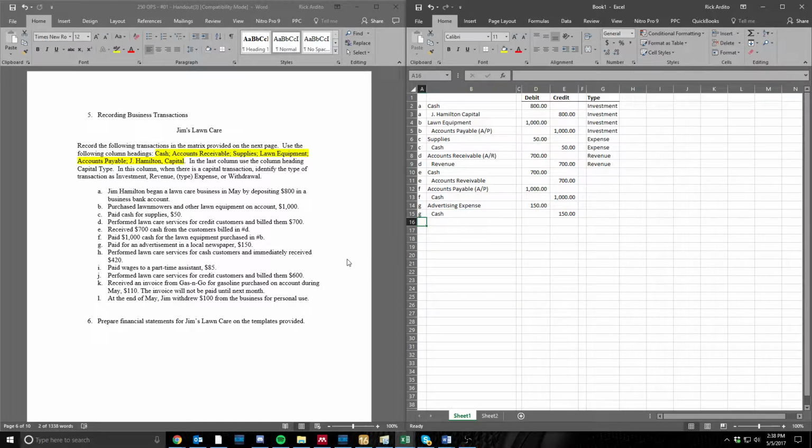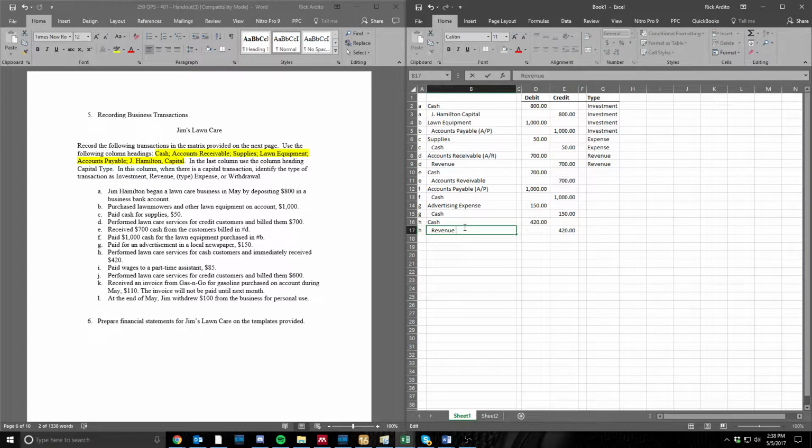Okay, so for H, we performed lawn care services for cash customers and immediately received $420. So we received cash and we had lawn care services, which were using the account revenue. So we're going to go 420, 420.